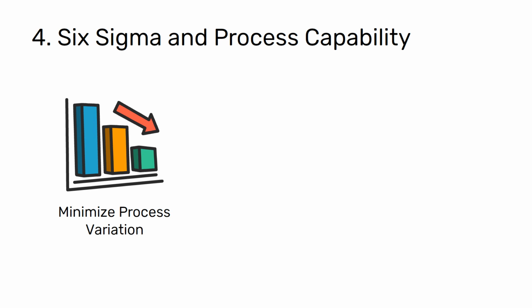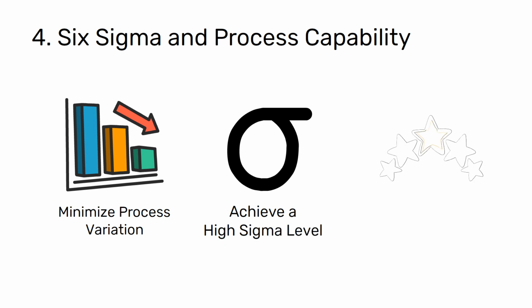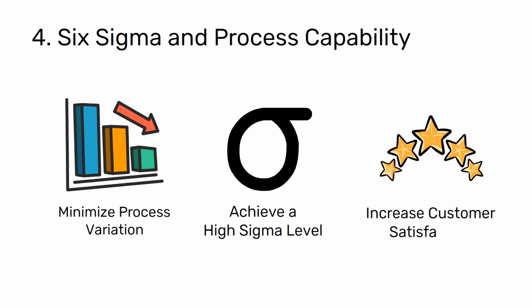4. Six Sigma and process capability. Process capability plays a vital role in the Six Sigma methodology, which aims to minimize process variation and achieve near-perfect quality. Six Sigma practitioners utilize statistical techniques to measure, analyze, and improve process capability. They strive to achieve a high sigma level, indicating a process that operates within tight control limits and produces exceptionally low defect rates. By implementing Six Sigma principles, organizations can enhance process capability, reduce waste, and increase customer satisfaction.